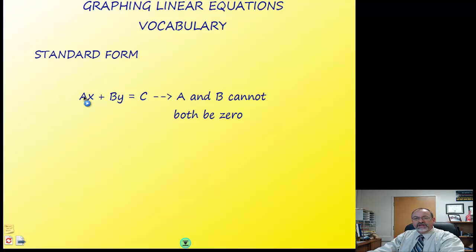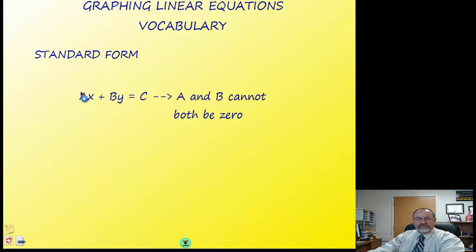The second convention is that this first value here, the x term, cannot be negative. We don't want a negative number to begin our standard form. So if it's negative, you're going to need to multiply through by -1 in order to make sure that that initial term, that leading term, is not negative. So those are a couple of conventional things that you need to keep in mind when you're putting an equation in standard form.